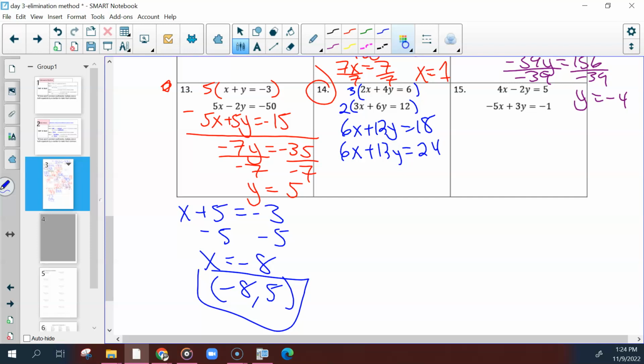How would we eliminate our y's? But when we subtract, we also eliminate our x's. 18 minus 24, negative 6. What would our solution be? No solution.